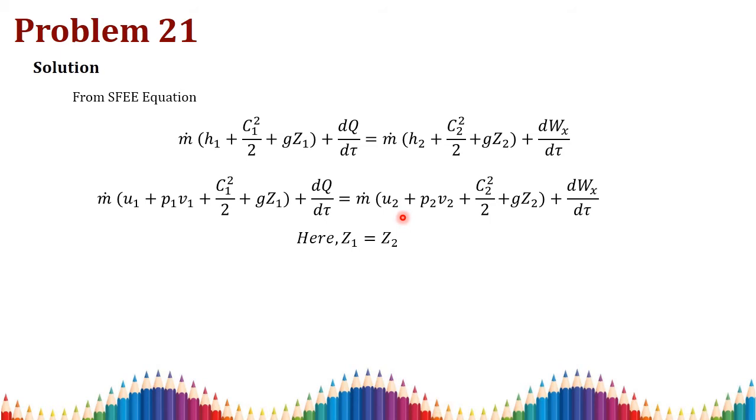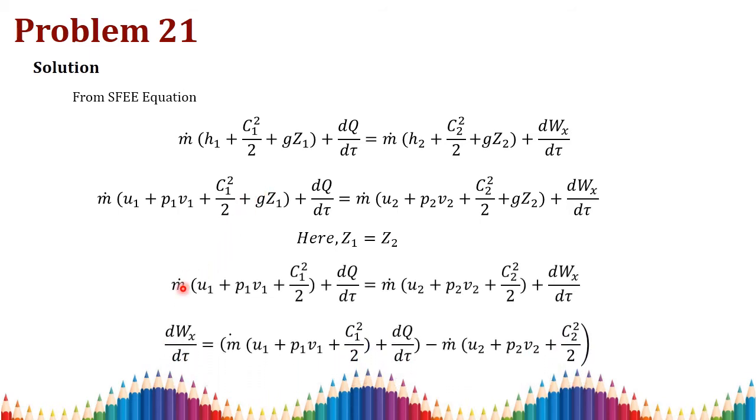In this problem the datum levels are not given, so we consider the datum levels are equal, so we can neglect these two terms. Then in this we need to find out the work done, that is, the amount of work we are giving to the compressor to compress the air. So you keep this as the left hand side and bring all the terms to the right hand side. Then you will get dwx by d tau is equal to m dot into u1 plus p1 v1 plus c1 square by 2 plus dq by d tau minus of this whole term.